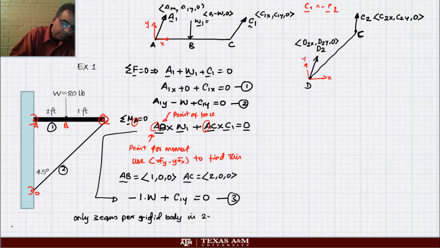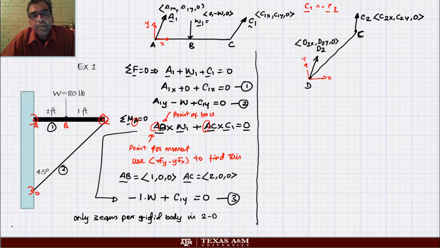In 2D. In 3 dimensions, you will get 6 equations per rigid body. In 2 dimensions, you will get 3 equations per rigid body. What I want you to do now is go get a pen and paper and do the same sequence for this rigid body.